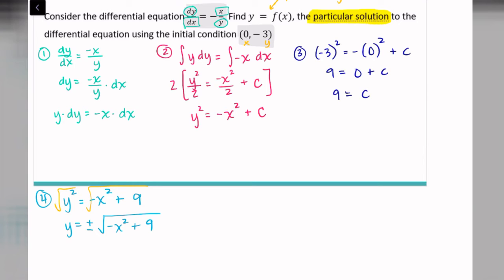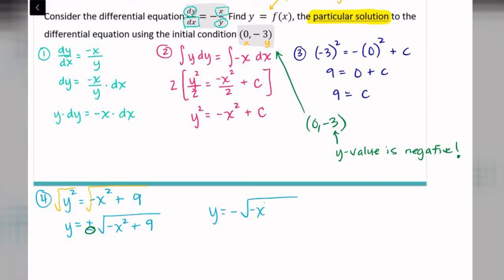Okay, particular solution means I want the solution that is particular to this specific problem, okay? Now, this specific problem, I know that I have this ordered pair 0, negative 3, right? So since my y value is negative, then I only want this negative part of this solution, okay? So the particular solution to this problem is going to be the negative square root of negative x squared plus 9.